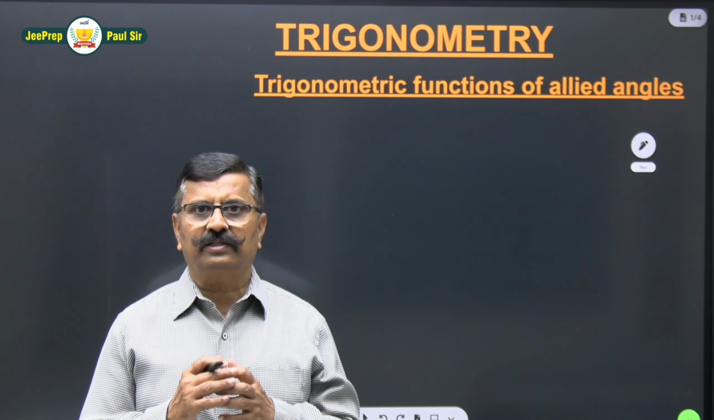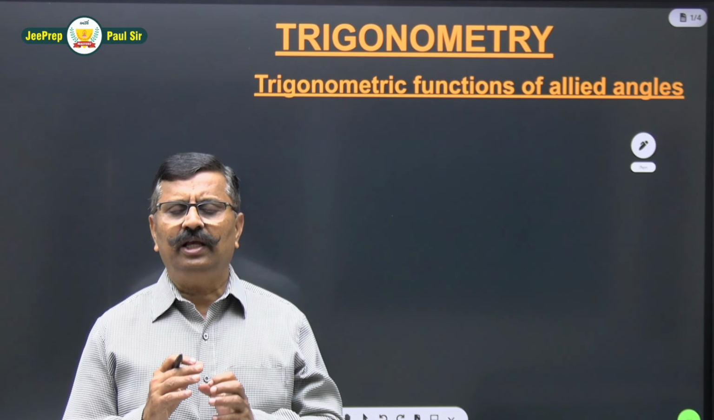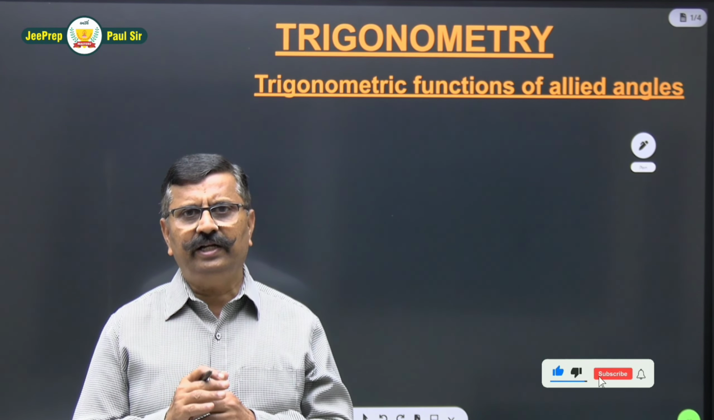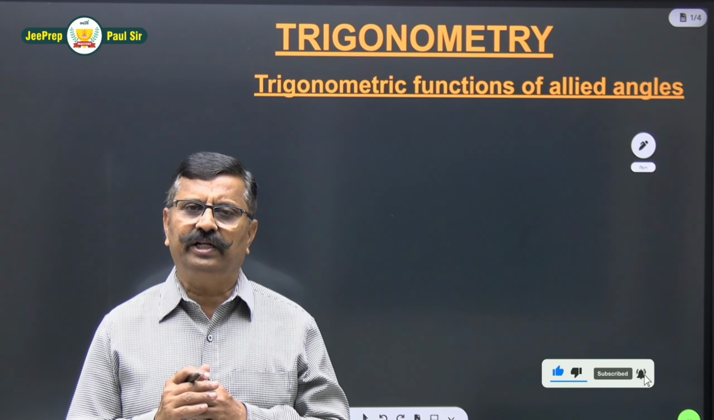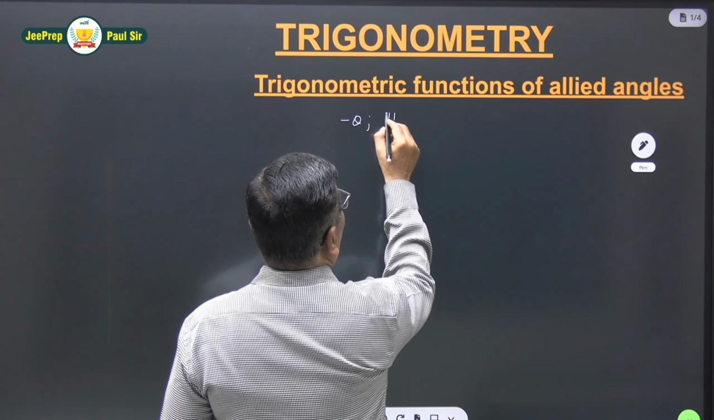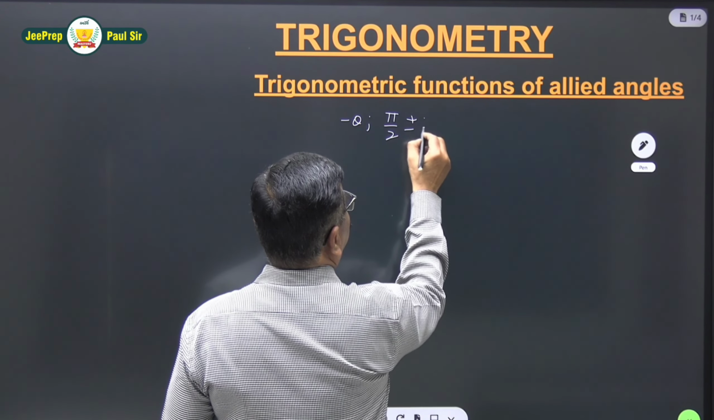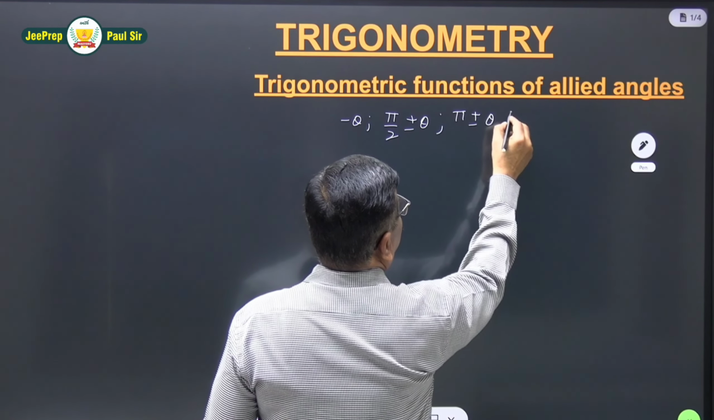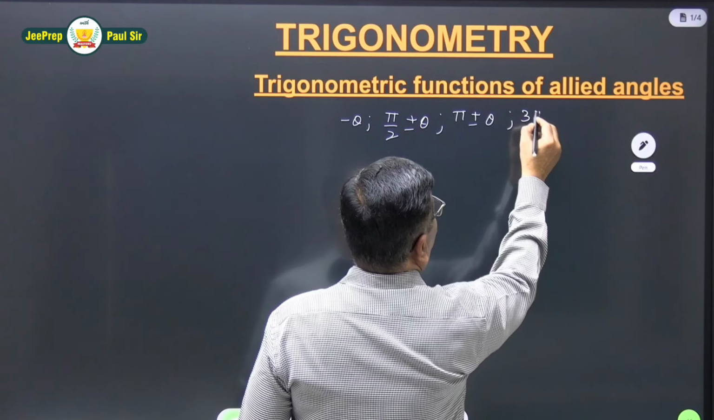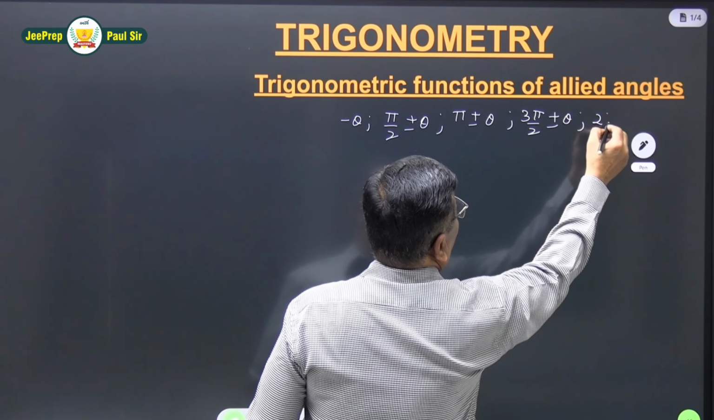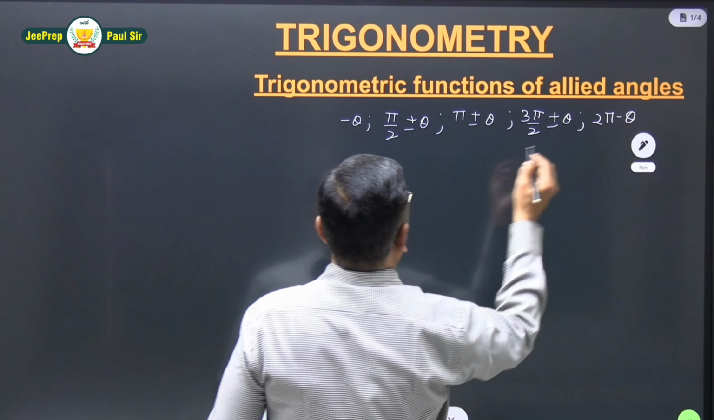Now, what are allied angles? Allied angles are basically the two angles whose sum or difference is either 90 degrees or multiples of 90 degrees. For example, minus theta, pi by 2 plus or minus theta, pi plus or minus theta, 3 pi by 2 plus or minus theta, or 2 pi minus theta.